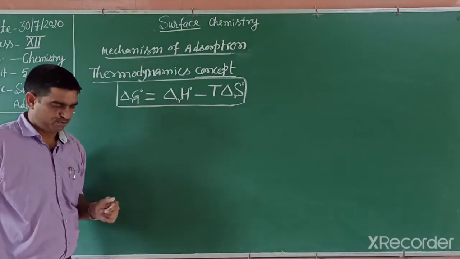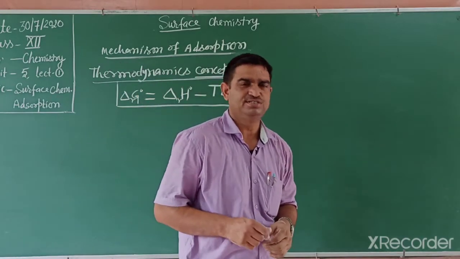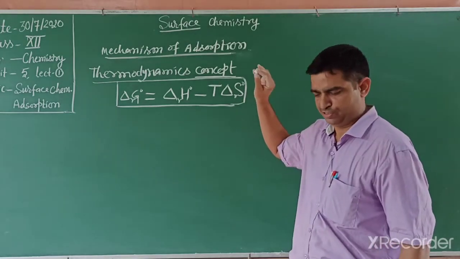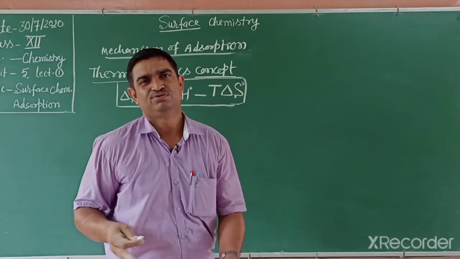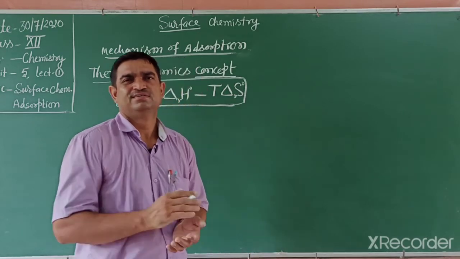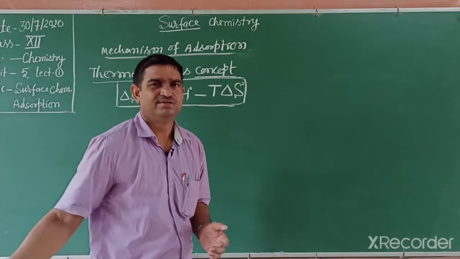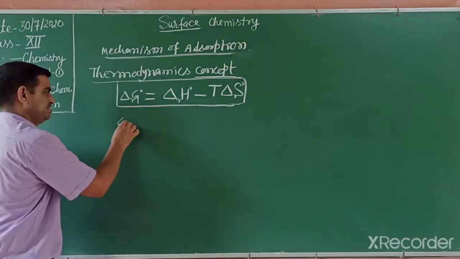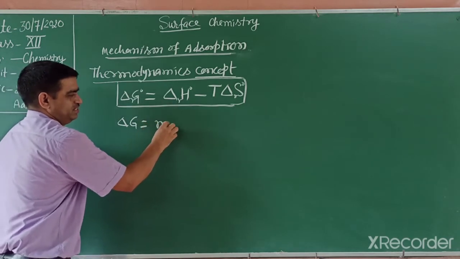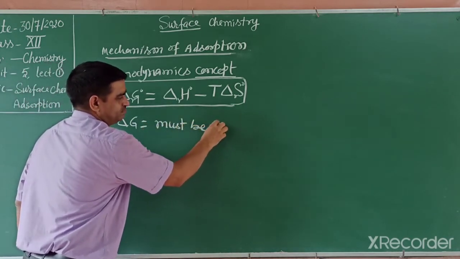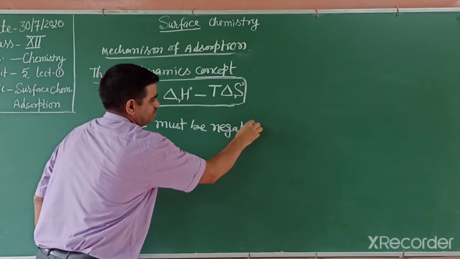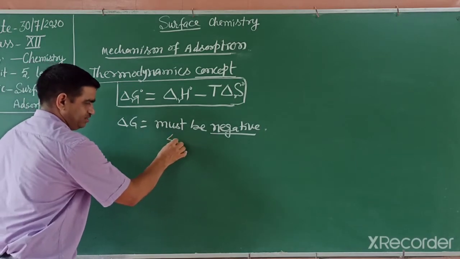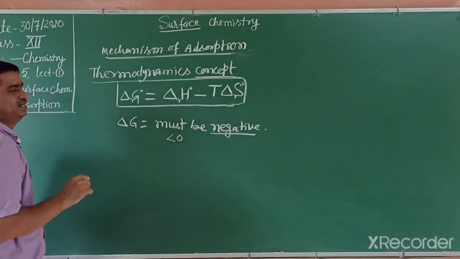Then what about spontaneity? Students, adsorption is a spontaneous process. Then what are the conditions? You already studied in 11th class that for a spontaneous reaction, delta G must be negative, for a spontaneous process. Negative value means less than 0.